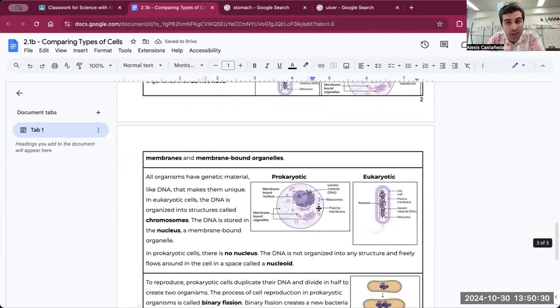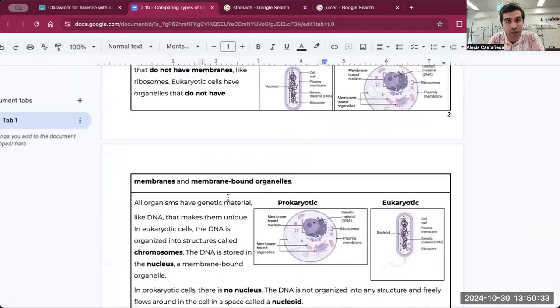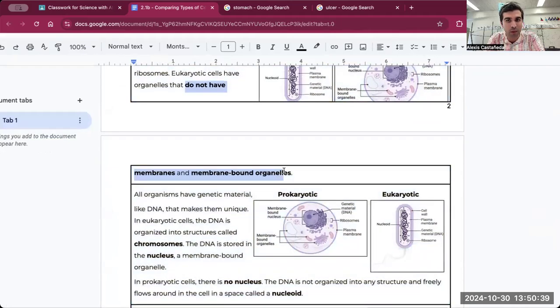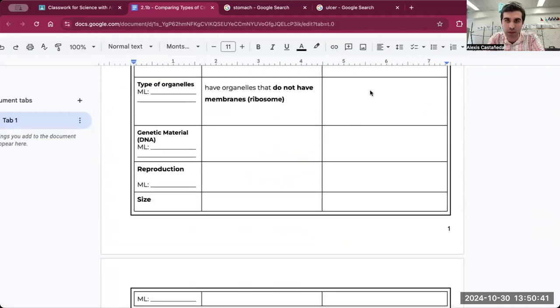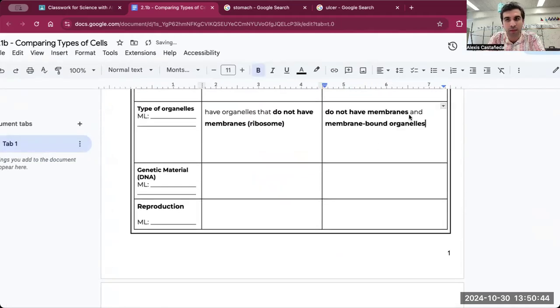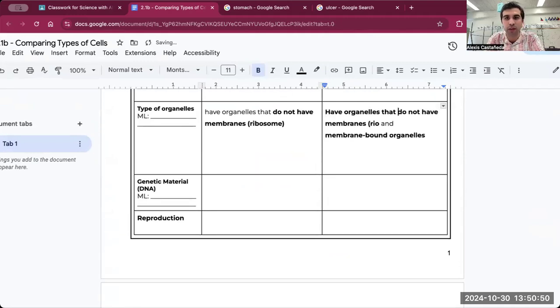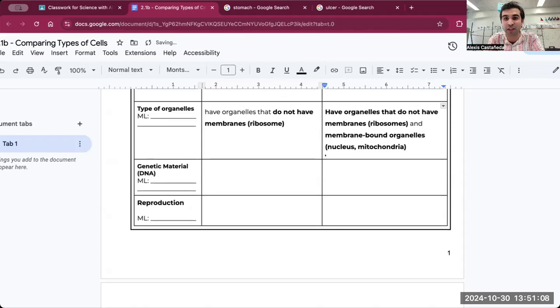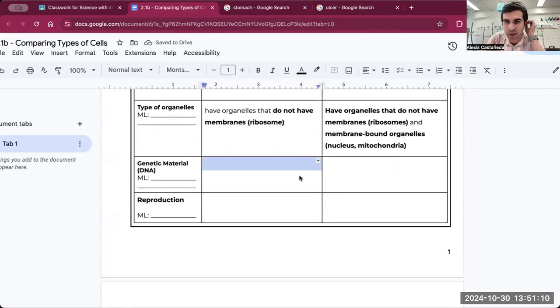However, eukaryotic cells have both. Eukaryotic cells have organelles that do not have membranes, like ribosomes, and membrane-bound ones, like the nucleus and the mitochondria. Maybe you know these. If you don't know them, that's okay. It's more important for you to know that the ones that have membranes are covered, they're closed, they're containers for something. Okay.